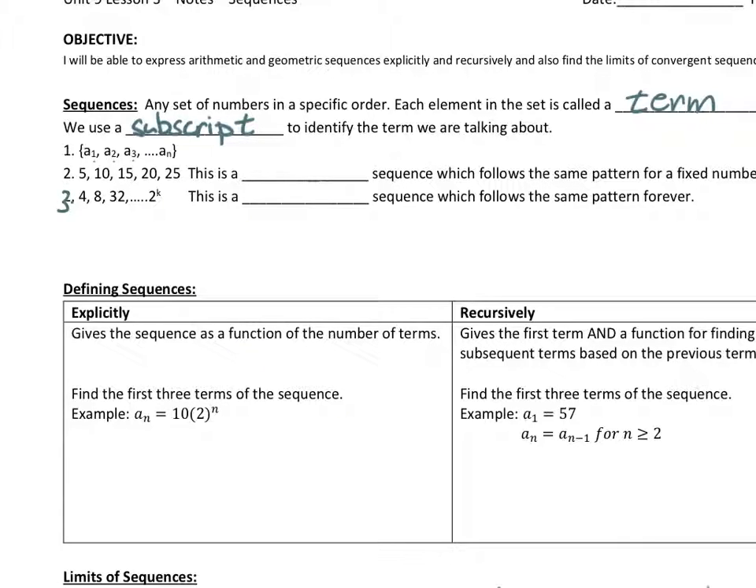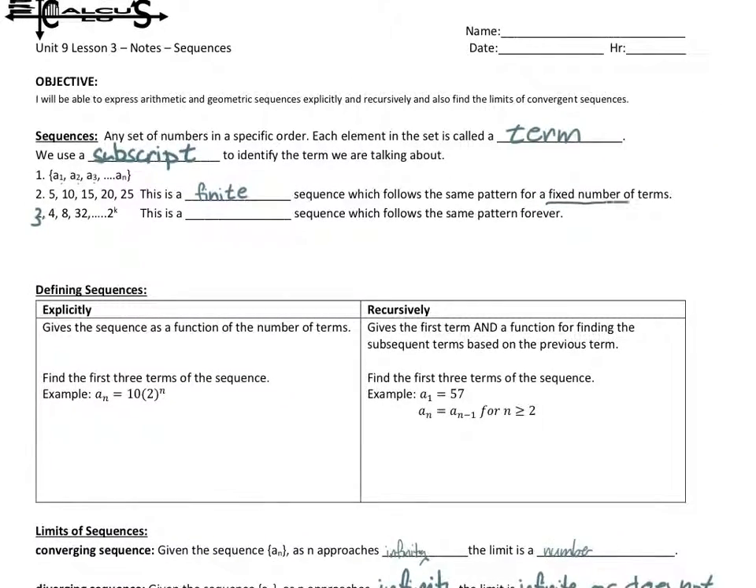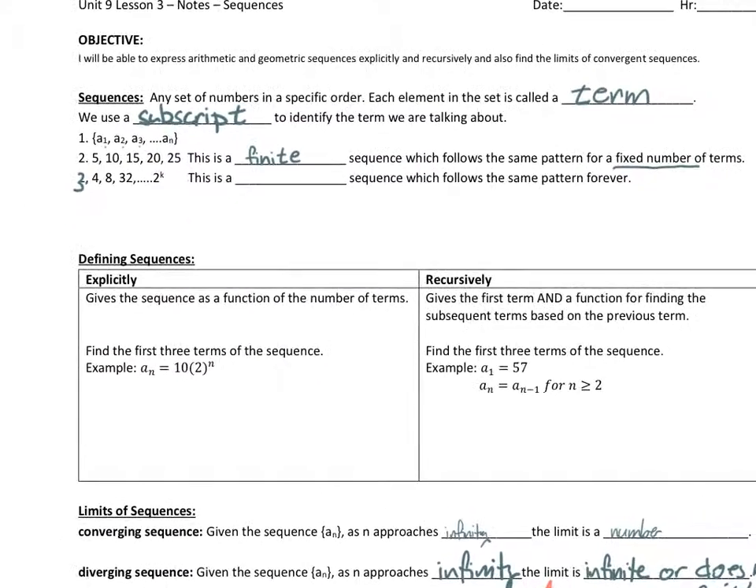Here's another sequence, 5, 10, 15, 20, 25. This is a finite sequence, which follows the same pattern for a fixed number of terms. As opposed to this one, 4, 8, 32, and then all these dots means that it's an infinite sequence, which follows the same pattern forever. We're also given a rule here to figure out each term.